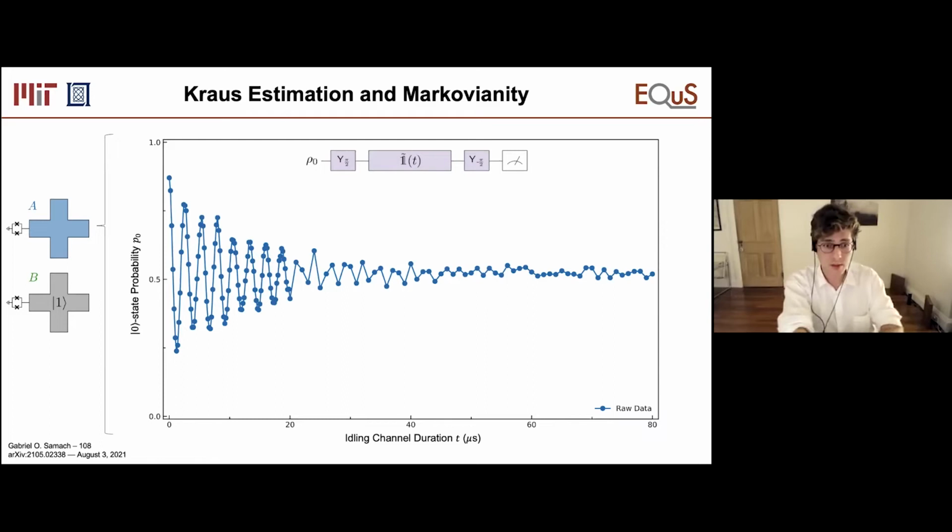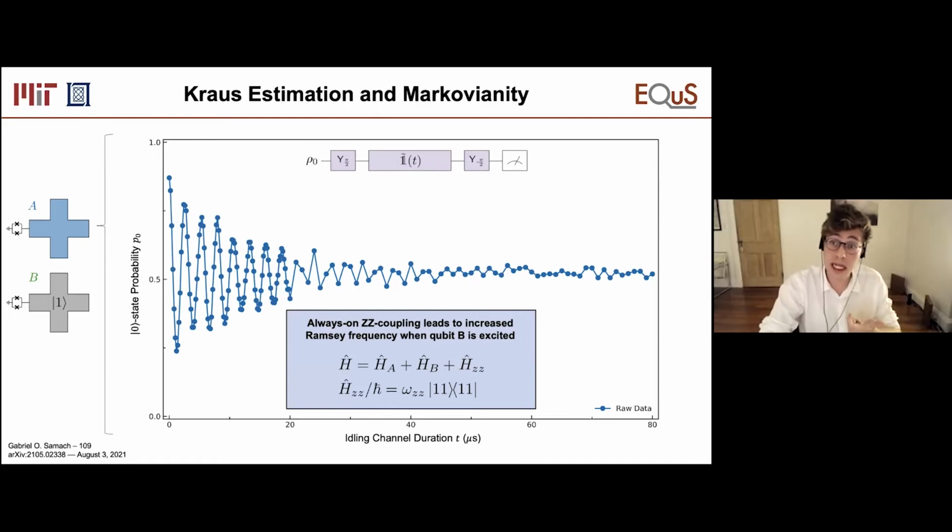When we do that for our system, we get, again, another decaying oscillation. That's kind of a hallmark of a Ramsey measurement. But we notice that the frequency of the oscillation has changed quite a bit. And this is perhaps not surprising to us because we know that our two qubits have this always-on ZZ coupling between them, which leads to an increased Ramsey frequency when qubit B is excited. So here, this is just that frequency shift of the 1-1 state corresponding to this coupling. But nonetheless, we can do the Kraus operator extraction again, and we find very good fits to our data, which shouldn't be too surprising to us.